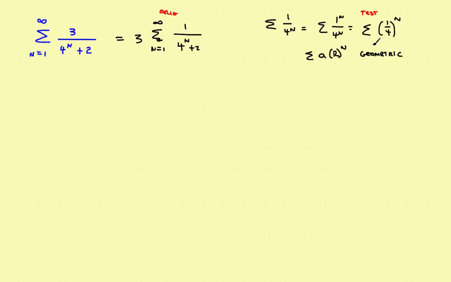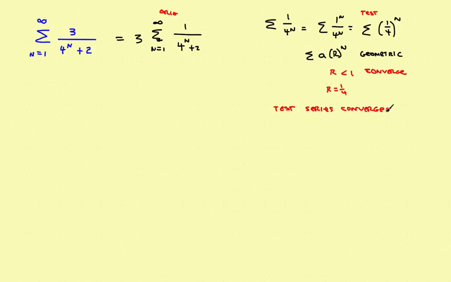So does a geometric series converge? Well, remember, if the absolute value of r is less than 1, then the geometric series converges. So in this case, r would be equal to 1/4, which is less than 1, which says that this series is going to converge. So in this step, just like the other ones, you showed that the test series converges.